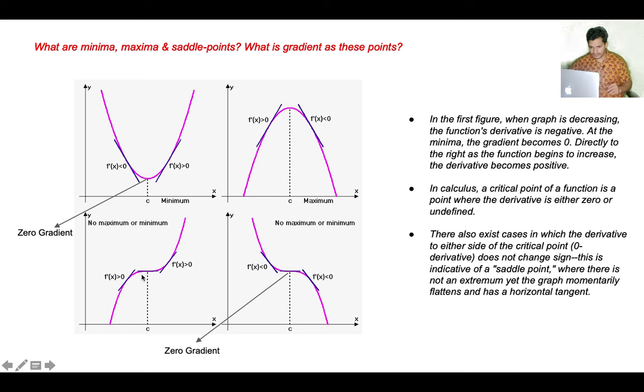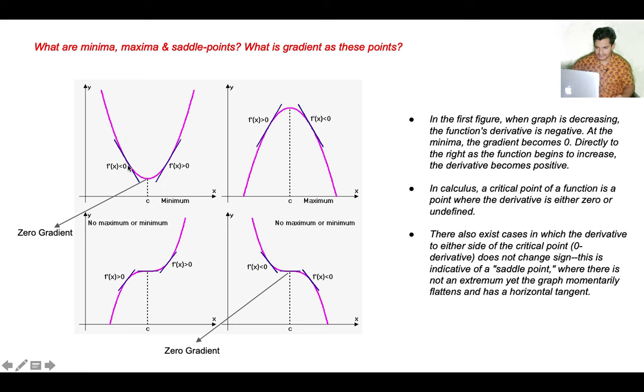But there can be cases where this is an increasing function, the gradient is positive here, positive here, but momentarily it becomes zero at this point. Similarly, for this function which is decreasing, the gradient is negative and negative, but momentarily when it's a little flat, the gradient becomes zero. So these kinds of points are called saddle points, which are not extrema. These are not minima or maxima, just that the gradient momentarily becomes zero, but they are not minima or maxima.